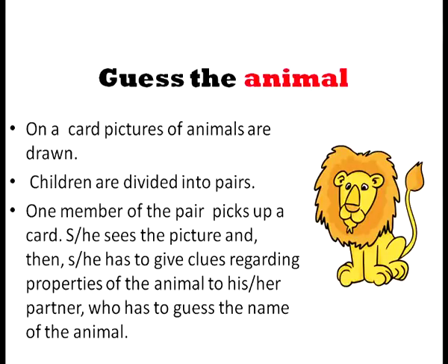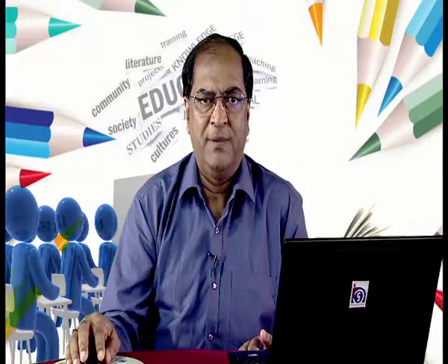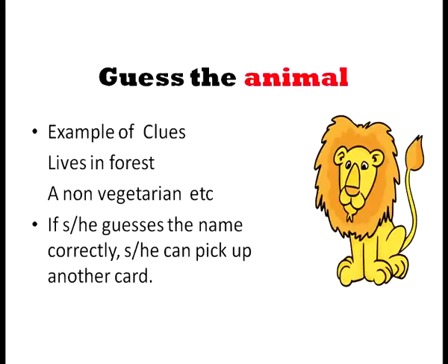Now, I will tell you a few simple games which can be played in the elementary school level. This is guess the animal. You have card where pictures of animals are pasted, and then what you do is divide the children into pairs. One has the card and he gives some clues regarding which animal is there on the card. He can tell the clues orally, but does not show the picture or does not name the animal, and the partner has to guess the name of the animal. Clues can be like it lives in forest, it is a non-vegetarian, etc.